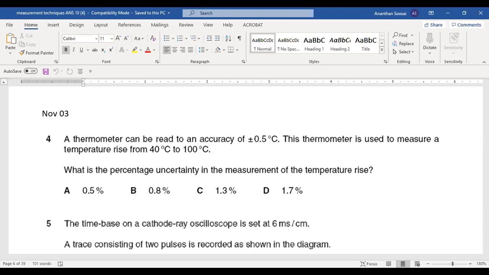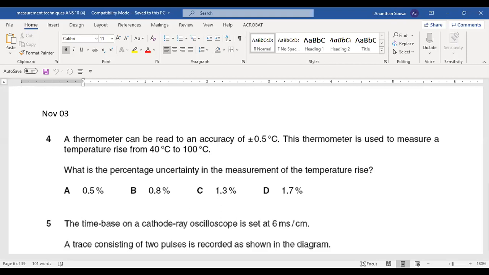My advice, write a formula. Temperature change, give it a symbol, maybe theta. Or say A is the temperature change. So write a formula: A equals B minus C, where B is the final temperature and C is the initial temperature. Then write the uncertainty formula for A. Then what is the question looking for?